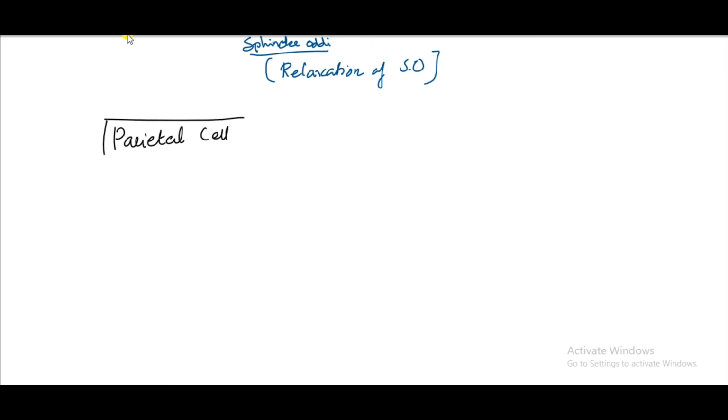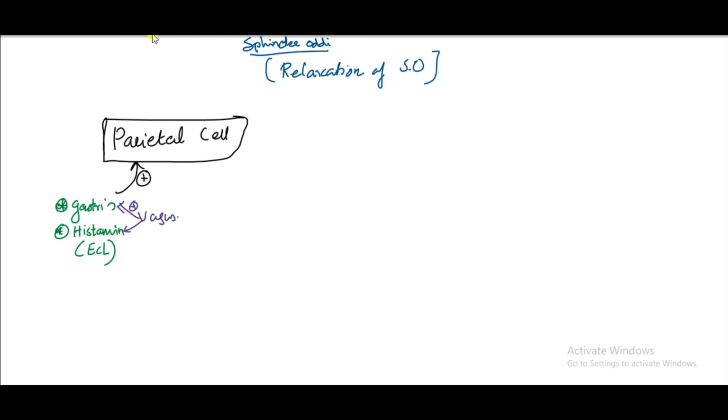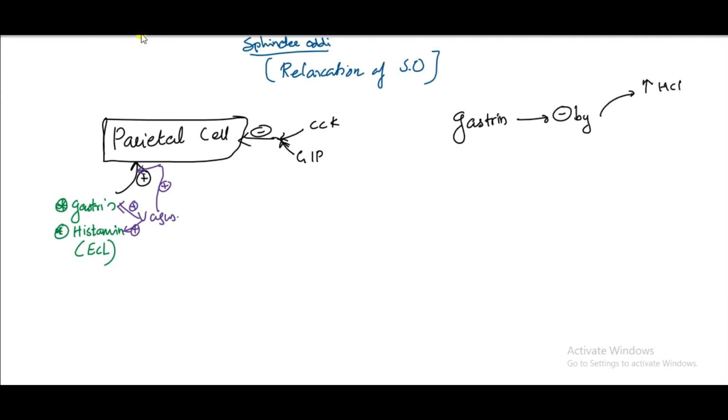Okay, the parietal cell gets positive feedback from gastrin, histamine or ACh, and it gets positive feedback from the vagus, and the gastrin and the histamine also get positive feedback from the vagus nerve, right? And the parietal cell is inhibited by CCK and GIP, and the gastrin is inhibited by a high amount of HCl coming from the stomach into the duodenum and secreting GIP, somatostatin from D cells.